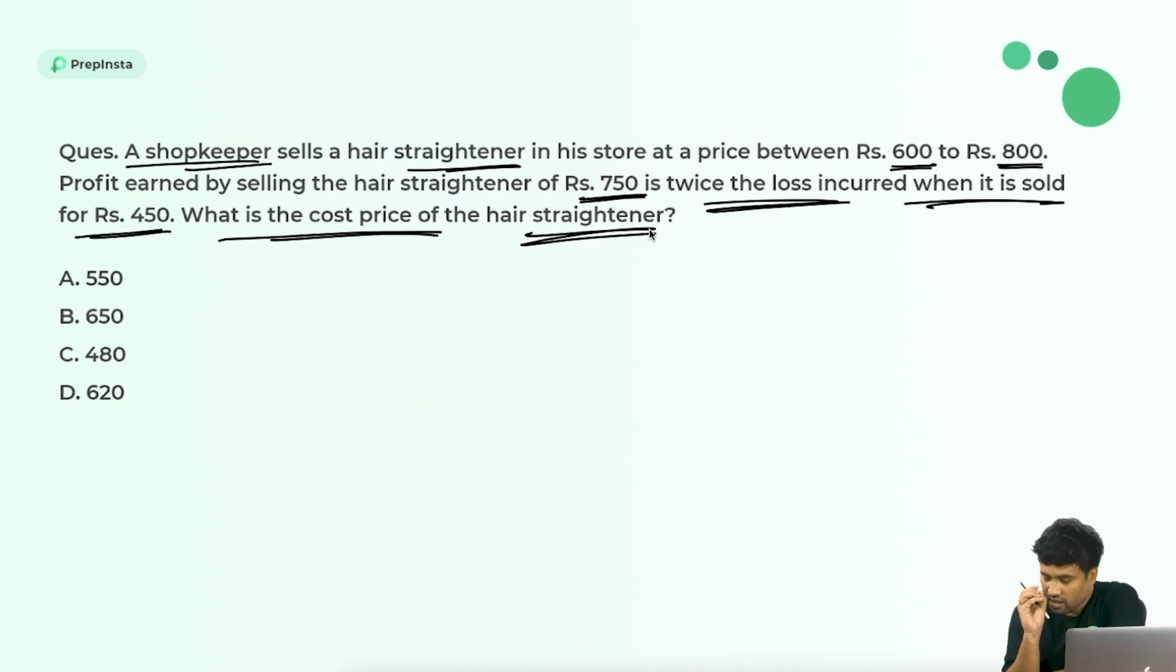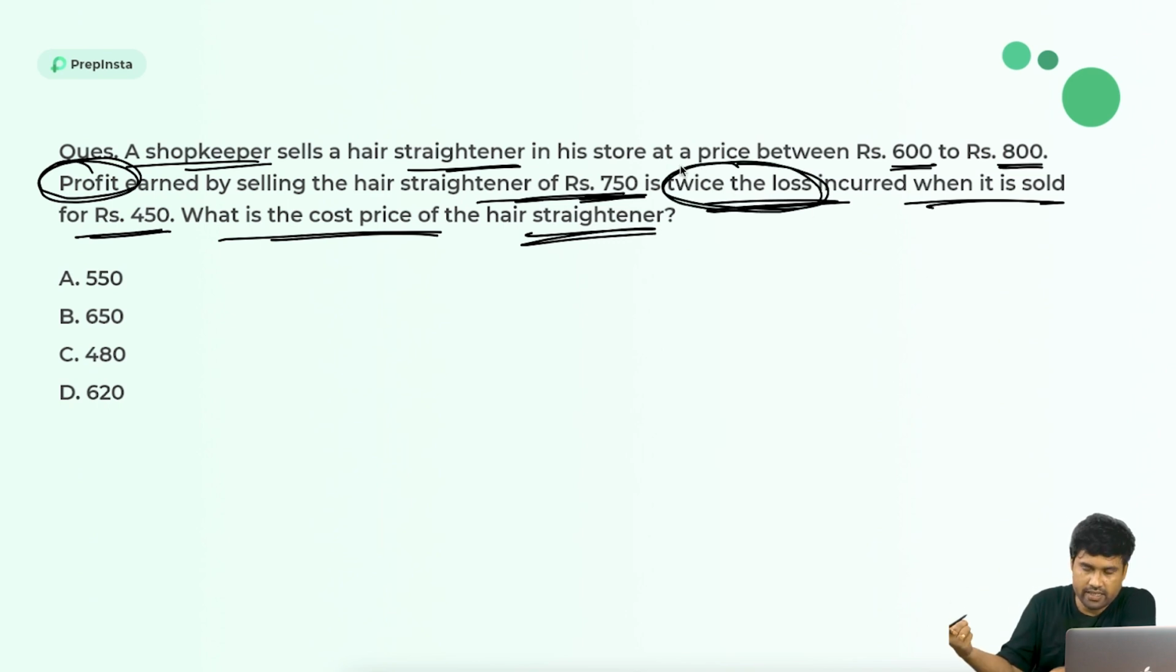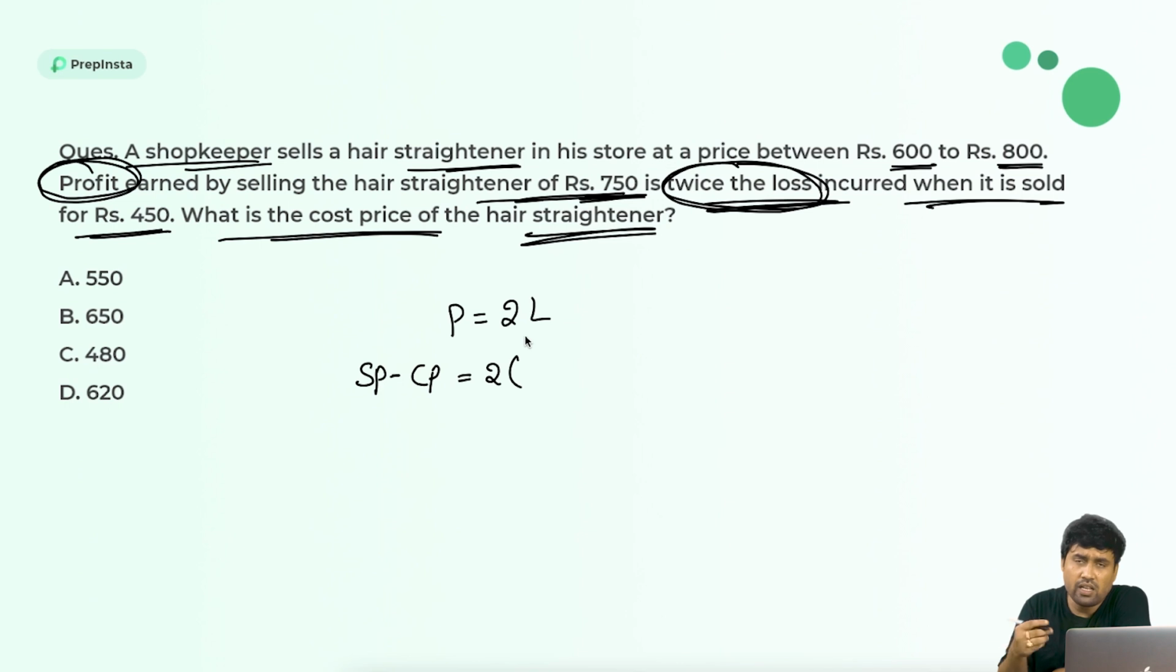Just look at here, guys. There is a key in this question: the profit in the first case is equal to twice the loss in the second case, right? So profit is equal to 2 times loss. What is the profit formula? Profit is nothing but the difference between selling price and cost price, right? Selling price will be more, cost price will be less. So SP minus CP is equal to 2 into, in the loss you will have cost price more and selling price less.